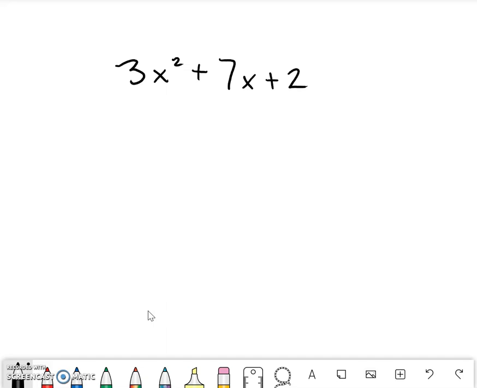First thing you have to do is look for any common factor. So I'm looking at my three numbers and I'm saying, what's the biggest number all three can be divided by? So 3, 7, and 2. The biggest number they can all be divided by evenly is 1. Okay, so I don't have to pull out a greatest common factor because 1 doesn't change anything. Now I'm ready to start.